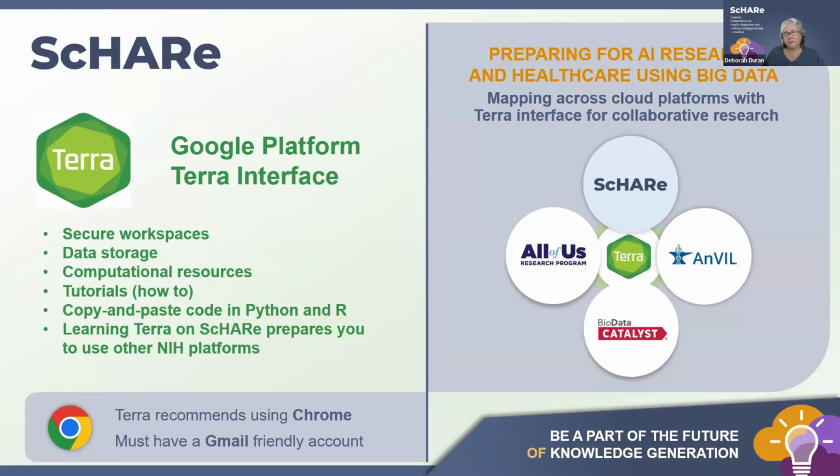One of the other reasons we chose TERA as an interface is because there are other major cloud platforms at NIH, like All of Us, Anvil, and Biodata Catalyst. We all use TERA. Because we all use TERA, it makes it easier for us to be able to go across platforms. So for instance, if you wanted to do an epigenetic study, you could use ScHARe and Anvil as data from both of those platforms.